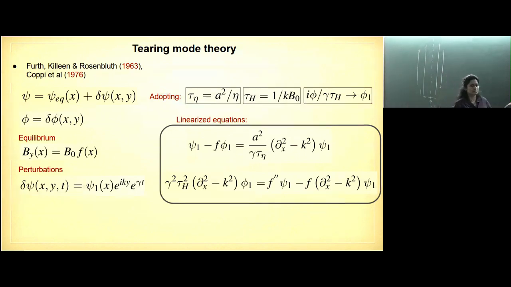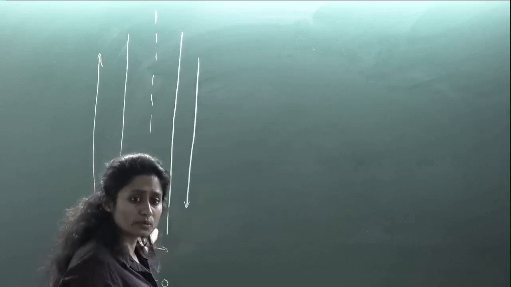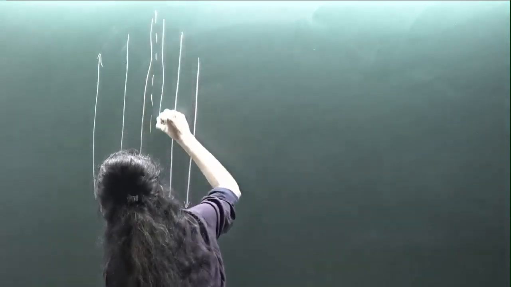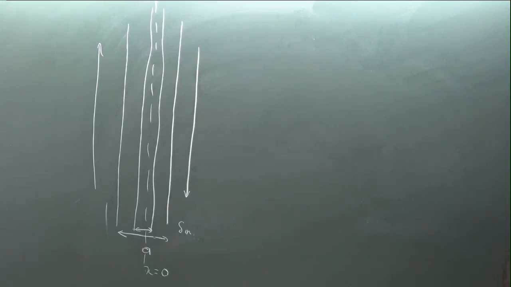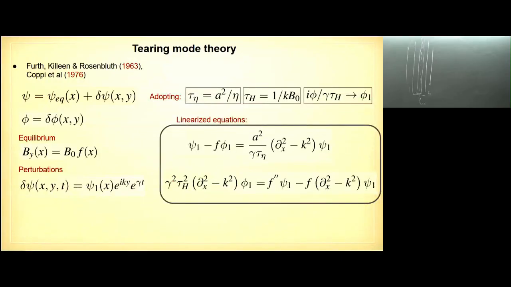The technique used going forward for this analysis is the technique that is used for boundary layers. The resistivity is really important only near x equals 0. So there is an inner boundary layer where the resistivity is important. I'm going to call that delta n. And you can see from the linearized equations that they are sort of non-trivial because you have these coefficients which are some functions of x and so on.